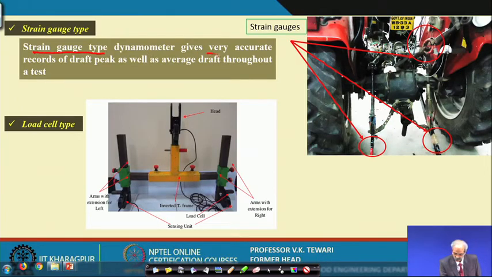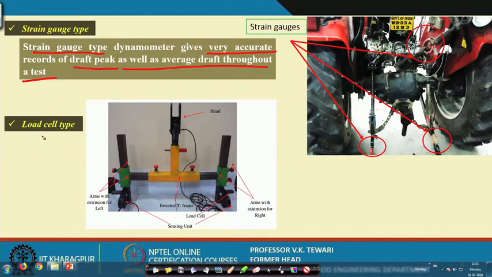Here, the strain gauge type dynamometer gives very accurate results and records draft peak as well as average draft throughout a test whenever we are using it. Now, what are these strain gauges? We will know at a later stage, but at this point of time, let us only understand that strain gauge type is very accurate as compared to the two types which we had considered earlier. Then, because strain gauges require wires, and sometimes it is very difficult to have so much of wires connected together, many times it is not possible to have those wires put together.